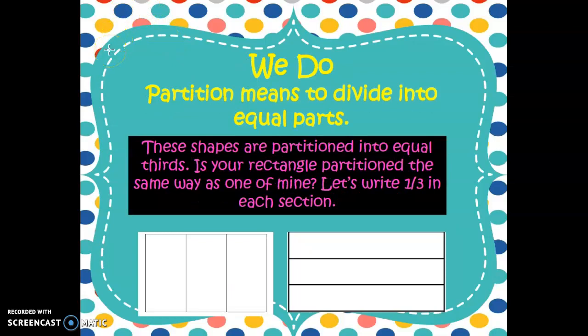Alright, you also partitioned a rectangle into thirds. Is your rectangle partitioned the same way as mine? Just like we did before, we're going to write the fraction for each part. This time we're going to write 1/3. So 1/3 over here, 1/3 over here, and 1/3 over here, depending on how yours were partitioned. If it was partitioned this way, you do it that way. If not, you do it this way. Either way is fine.